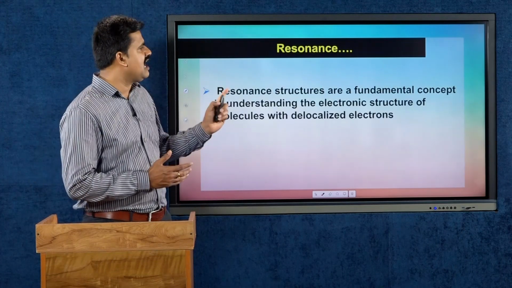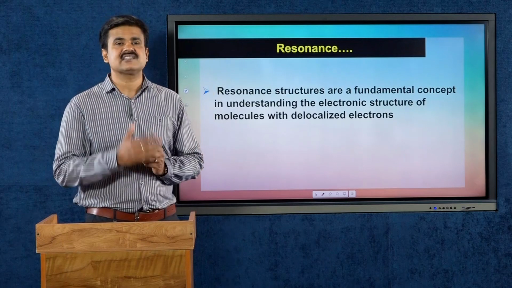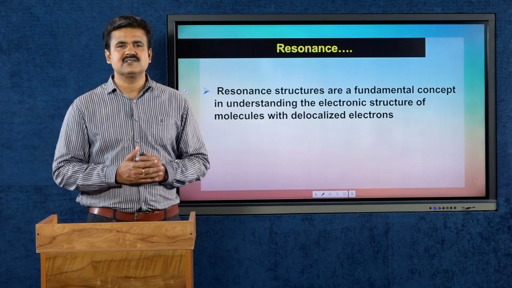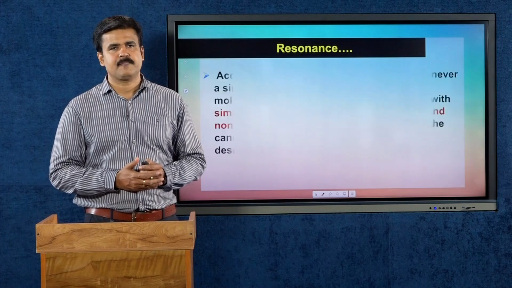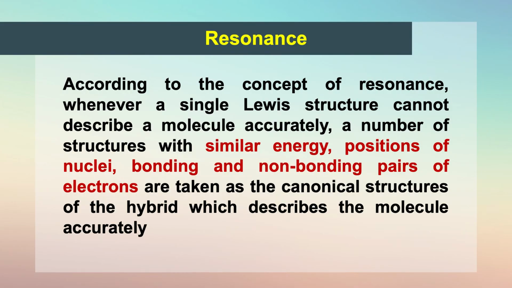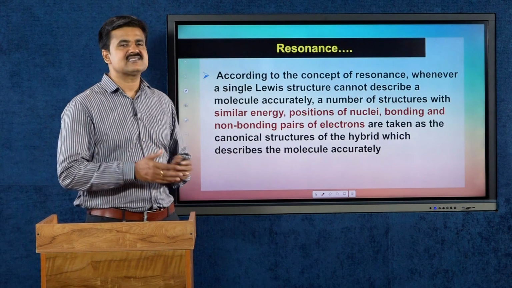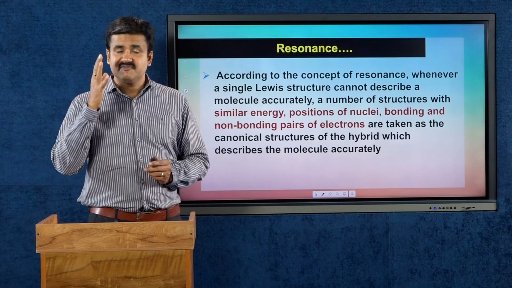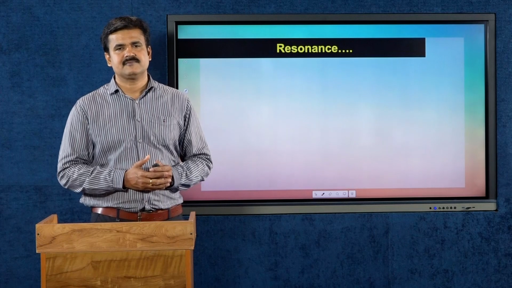Resonance structures are a fundamental concept in understanding the electronic structure of molecules with delocalized electrons. According to the concept of resonance, whenever a single Lewis structure cannot describe a molecule accurately, a number of structures with similar energy, positions of nuclei, and bonding and non-bonding pairs of electrons are taken as the canonical structures of the hybrid, which describes the molecule accurately. These statements describe every aspect associated with resonance.